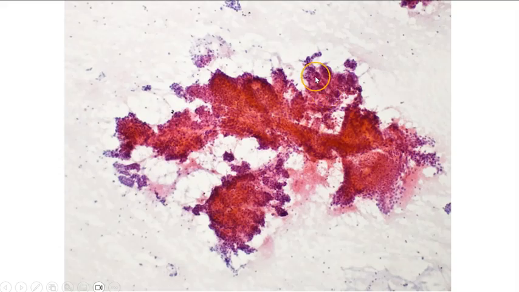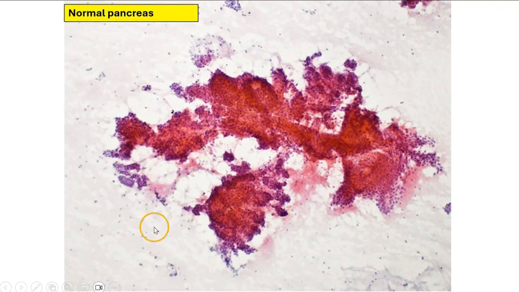And finally, here is an entire lobule of pancreatic parenchyma that has been aspirated. We see here the branching central duct, and these are the grape-like acini that form the exocrine glandular components of the pancreas. So this is normal pancreas.